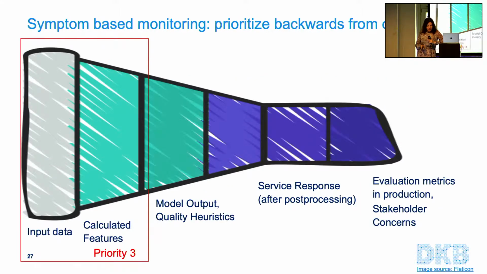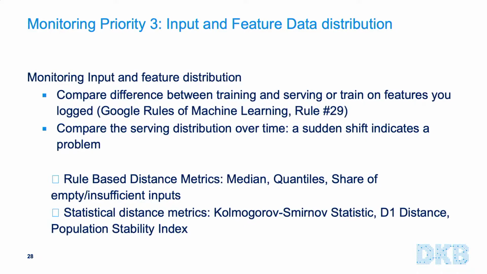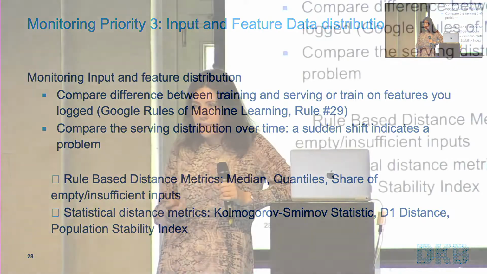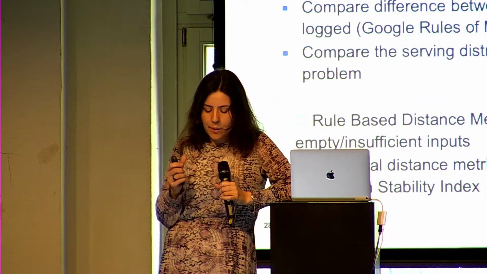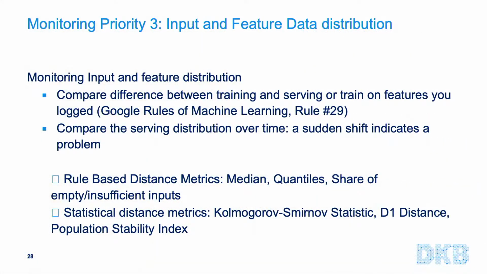Okay, and then I have priority 3, which would be monitoring of your input data and calculated features. You can do it exactly the same as I said before on the statistical tests. So you can, priority 1, that maybe is an exception, compare the difference between training and serving before you start. There's usually a difference. And then what you can do is you compare the serving distribution over time. So if you have a sudden shift, it can also indicate a problem. The same rules apply. You can use medians, quantiles, share of empty inputs, and statistical difference metrics on single fields.